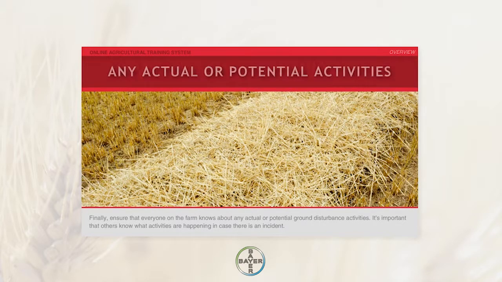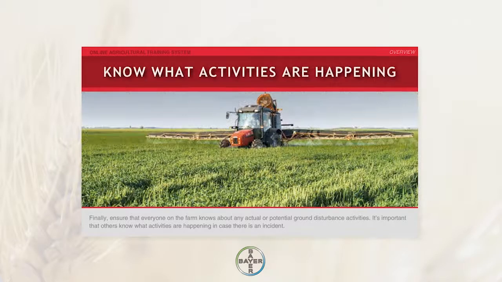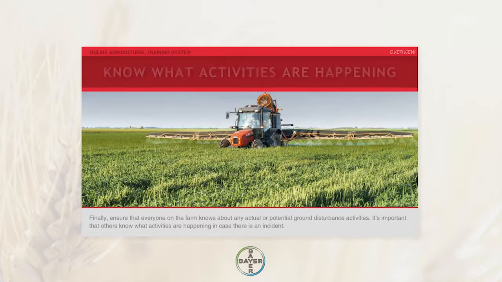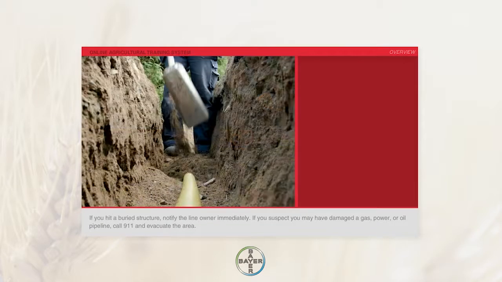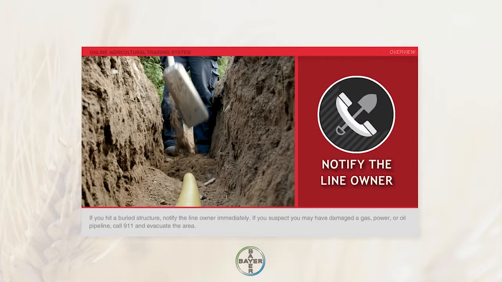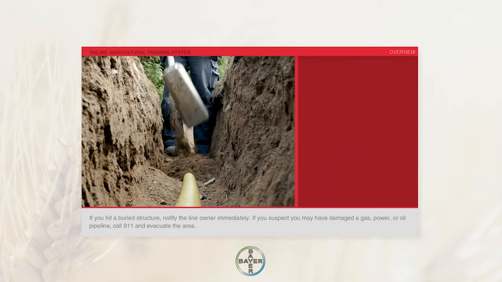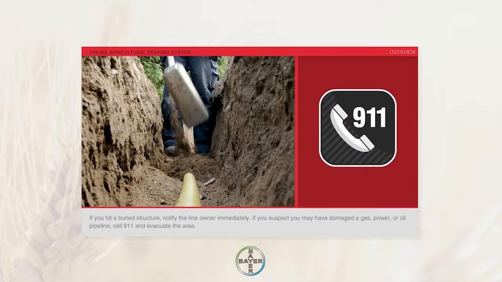Finally, ensure that everyone on the farm knows about any actual or potential ground disturbance activities. It's important that others know what activities are happening in case there is an incident. If you hit a buried structure, notify the line owner immediately. If you suspect you may have damaged a gas, power, or oil pipeline, call 911 and evacuate the area.